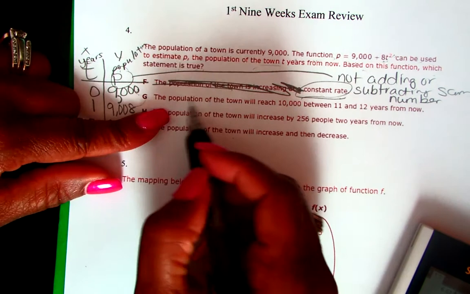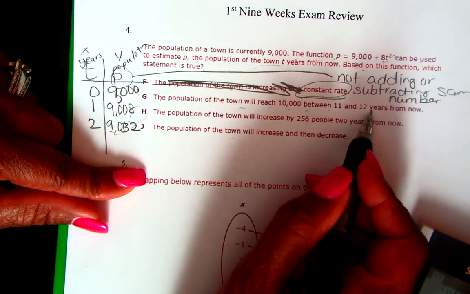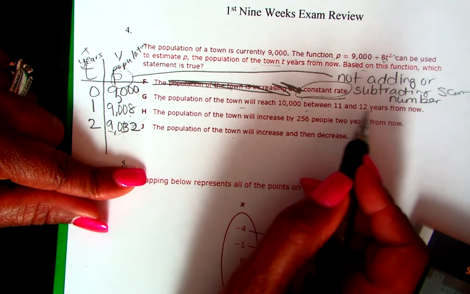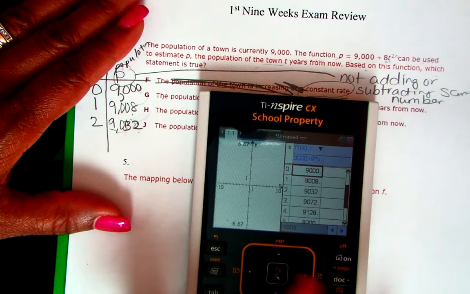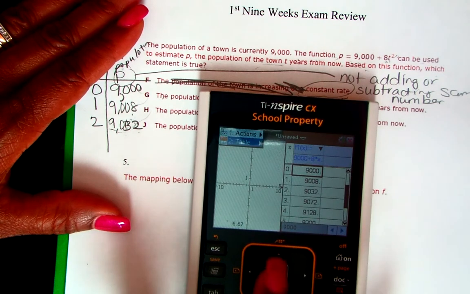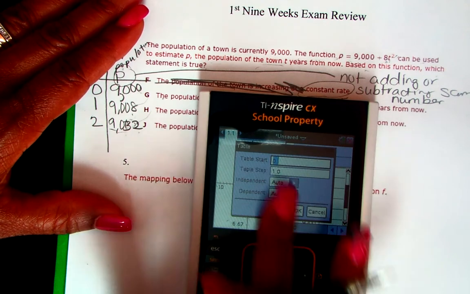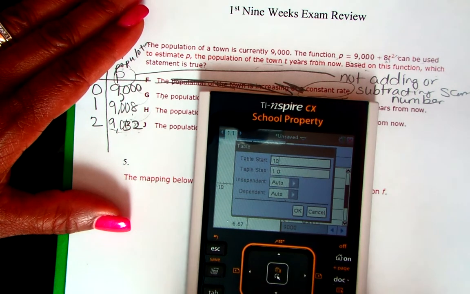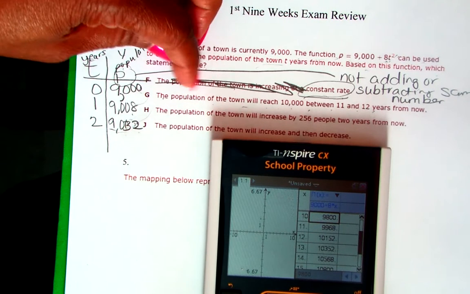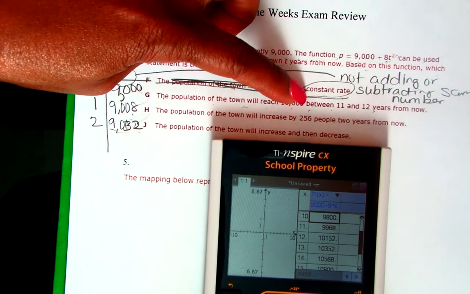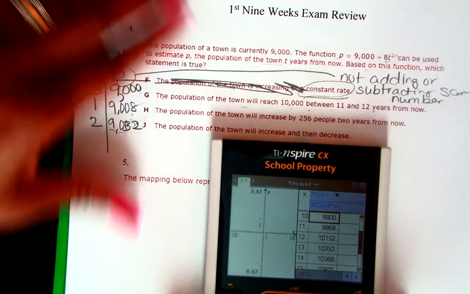Just letting you know. The population of the town will reach 10,000 between 11 and 12 years. Between 11 and 12 years. So you know what I'm going to do? I'm going to go back to the table, and I'm going to edit the table settings. I'm going to put 10. Let it start at 10. Enter. So between 11 and 12, the population of the town will reach 10,000. Between 11 and 12. And if you look, you got 11 years.